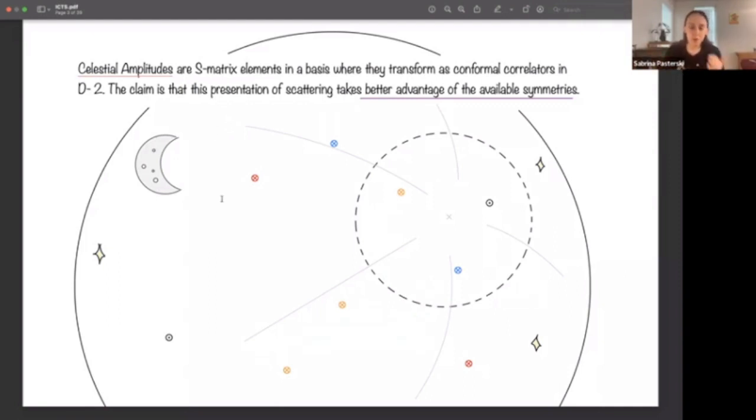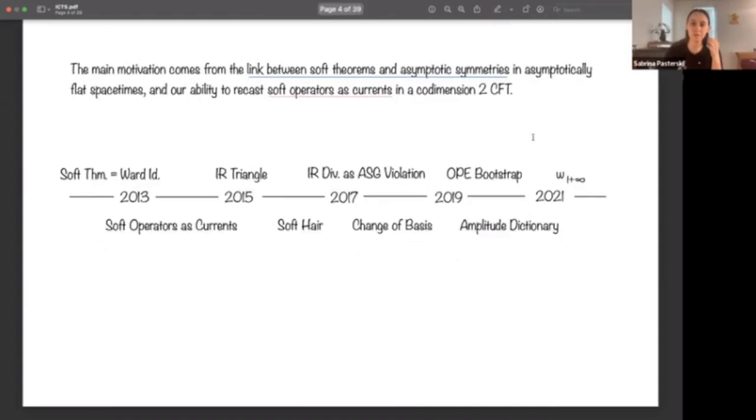And so the point of this talk is to present how we're viewing the celestial hologram, and why reducing it down to this codimension two hologram is a natural thing to do and why that might take better advantage of the available symmetry. So we're going to revisit the motivation for this.